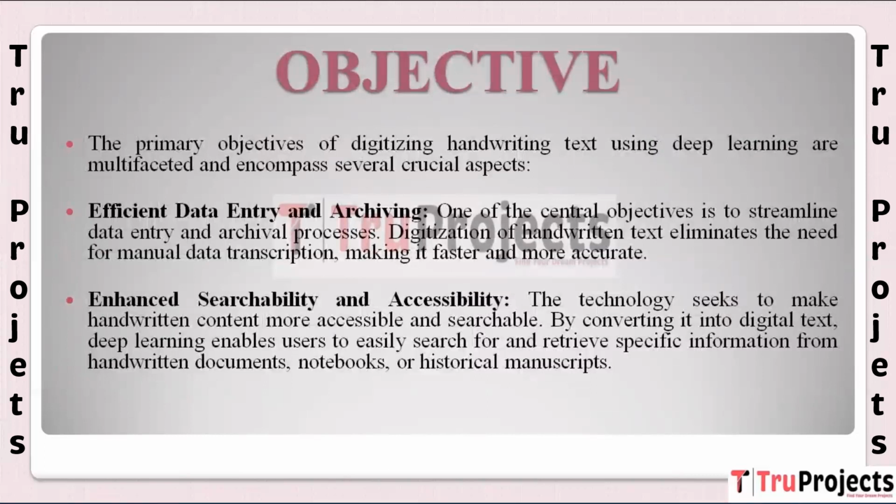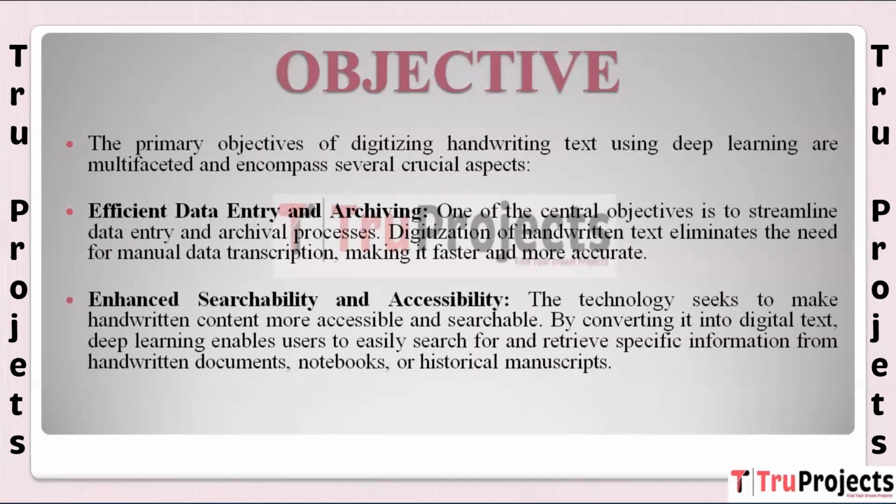So now coming to the objective part for this project, the core goals of employing deep learning for digitizing handwriting text encompass several vital facets. Streamline data entry and archiving. A central aim is to simplify the process of data entry and archiving. The digitization of handwritten text eliminates the necessity for manual transcription, resulting in faster and more precise data management.